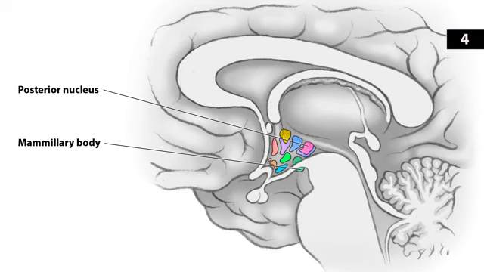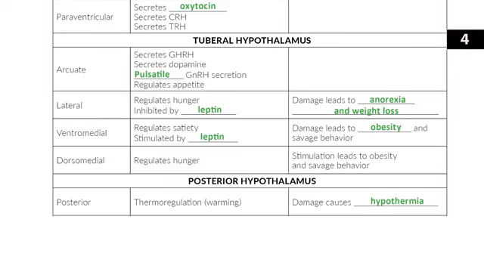And finally, there are just two nuclei in the posterior hypothalamus. The posterior nucleus is involved in thermoregulation again, but opposite of the anterior nucleus. This one helps you warm your body when you're cold through shivering and piloerection and so forth. And damage to the posterior nucleus will result in an inability to remain warm in cool environments and eventually hypothermia. So the posterior nucleus is the opposite of the anterior nucleus.